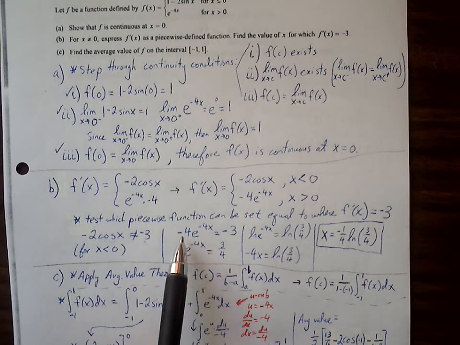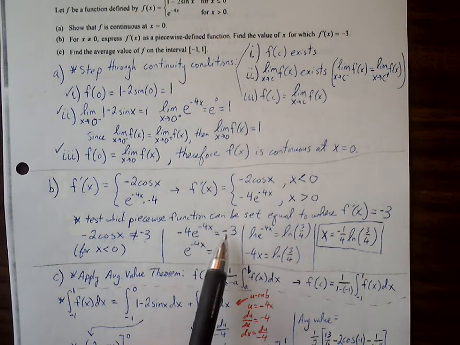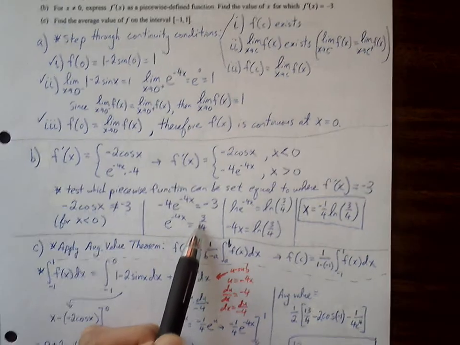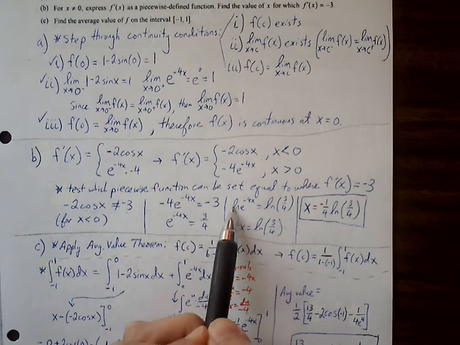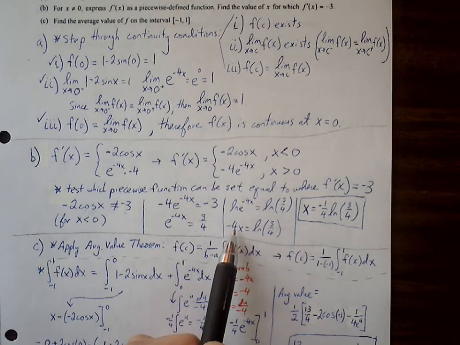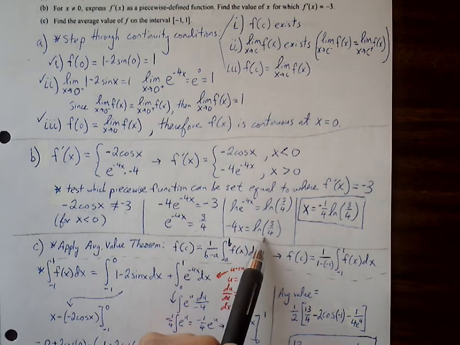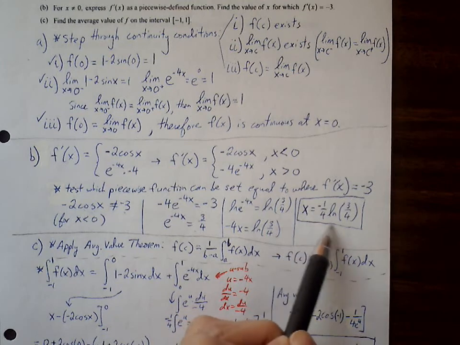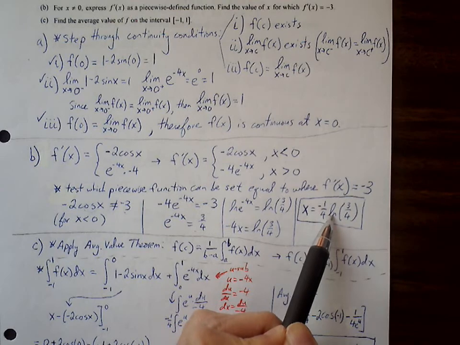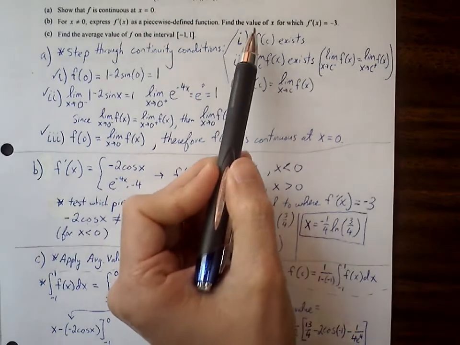For the second option, if we set the second piecewise equal to -3, we can divide both sides by -4 to move that -4 over. The two negatives become positive. We take the natural log of both sides to allow for that exponent to come down. And now if we divide both sides by -4, which is the same thing as multiplying by -1/4, we get x equals -1/4 natural log of 3/4. That's a valid x value, so that is going to be the solution for x.